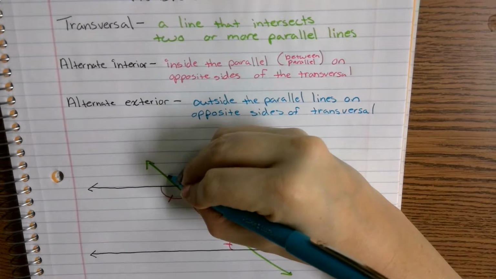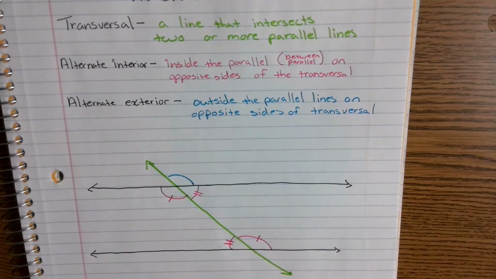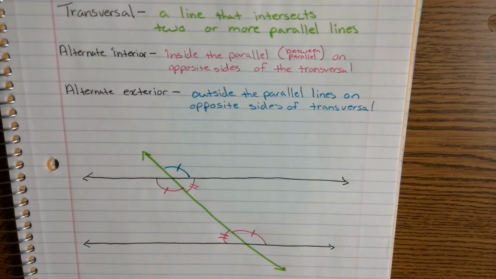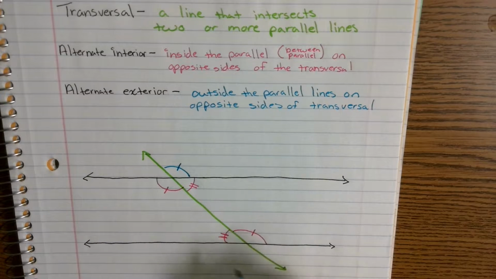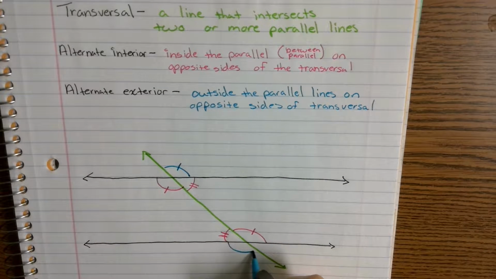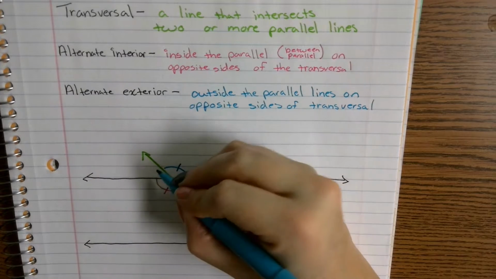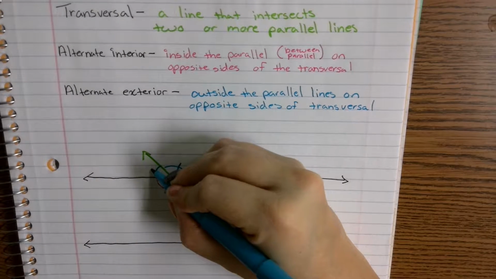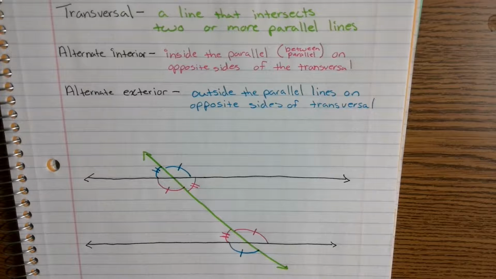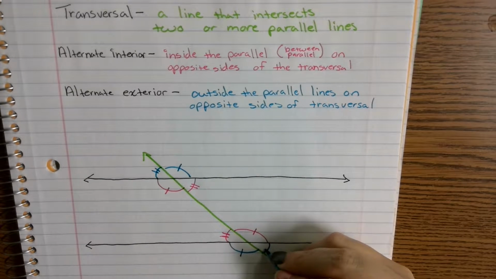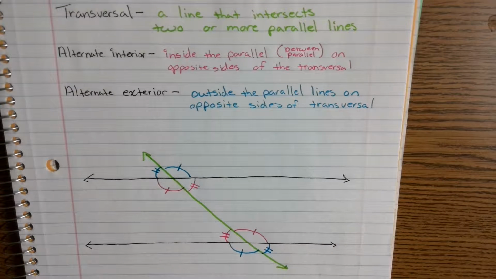So this measurement right here, I'm going to put a single line, is alternate exterior to this measurement here. So I'll put a single line. And like so, this angle, I'll put a double line, is alternate exterior to this angle with a double line.